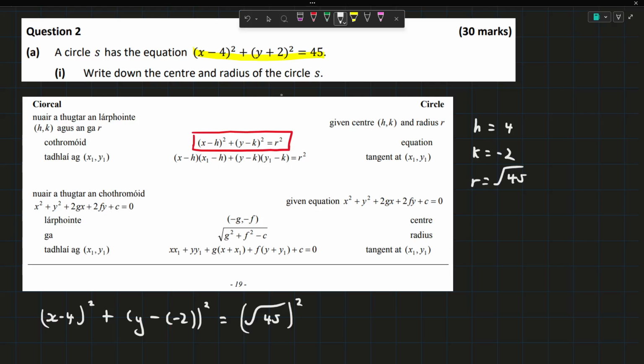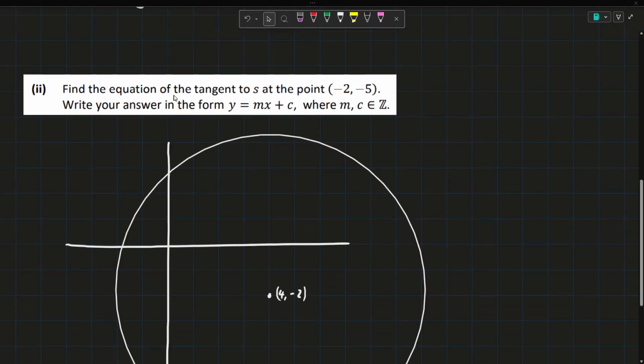So as they asked, the center will be (h, k), so that's (4, minus 2), and the radius is the square root of 45, or if you want, you can write that as square root of 9 times 5, which is 3 times the square root of 5. Either of those are good. So then we're told to find the equation of the tangent at this point, and to write it in the form y equals mx plus c.